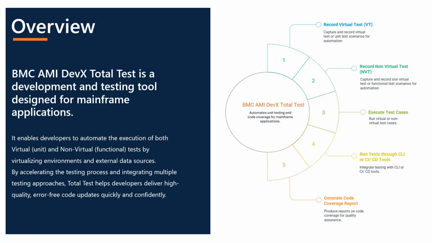In this demonstration, we will walk through how to use Total Test to record, execute, and analyze test cases for a COBOL program. We will cover both virtual testing, VT, and non-virtual testing, NVT, along with viewing results in the web UI, analyzing code coverage, and executing tests through a Jenkins CI/CD pipeline. Total Test helps developers automate unit testing, validate program behavior, and measure code coverage for mainframe applications.